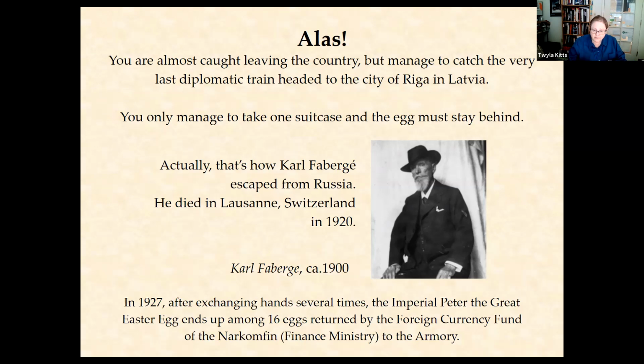So in 1927, after exchanging hands several times, this Imperial Peter the Great Easter egg ends up among 16 eggs returned by the Foreign Currency Fund of the Narkomfin, the finance ministry, to the Armory. And the Armory, of course, was the huge building and area in the Kremlin where many of the arms were originally kept.